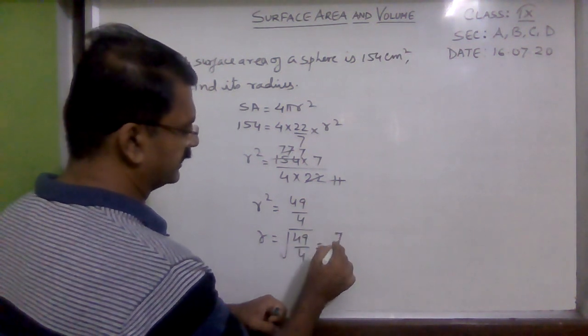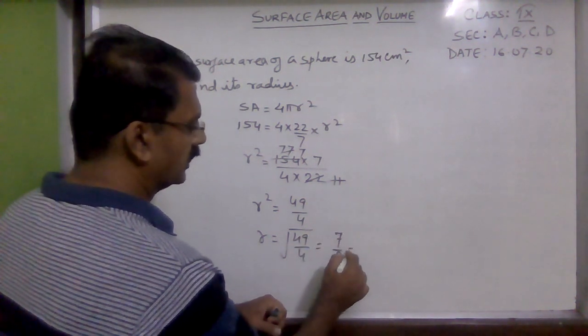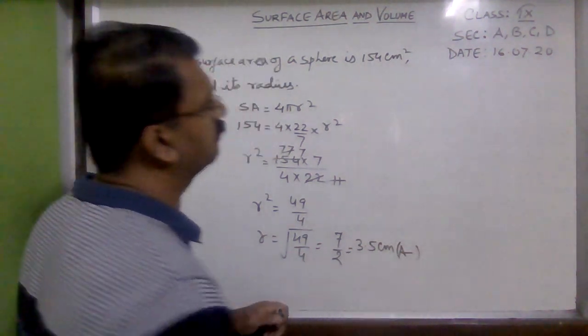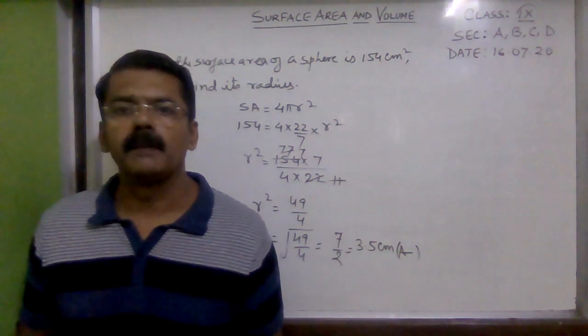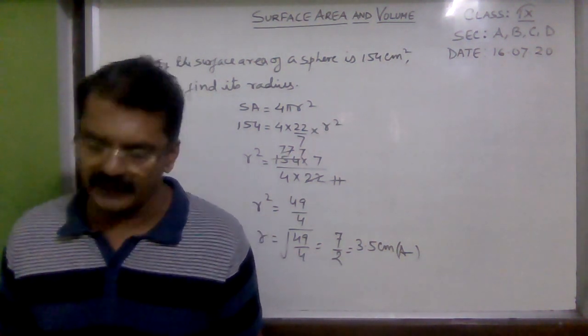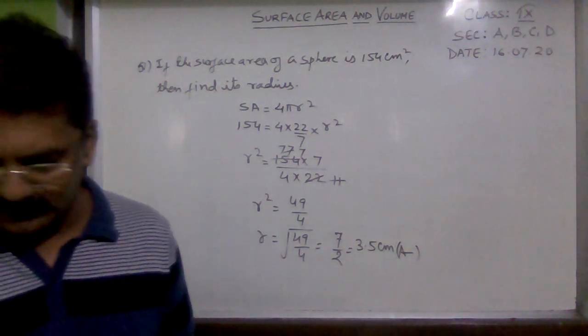Square root of 49 is 7. Square root of 4 is 2. So it is 3.5 centimeter. So the radius is 3.5 centimeter. We have found that the radius of the sphere is 3.5 centimeter. Clear? Now the next question.